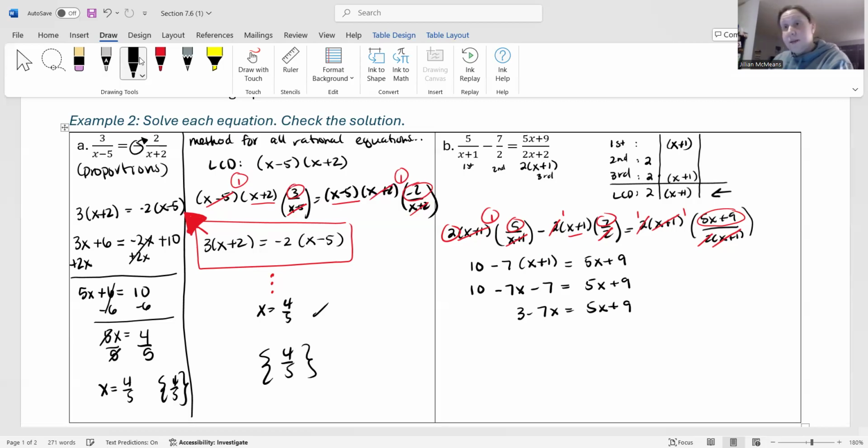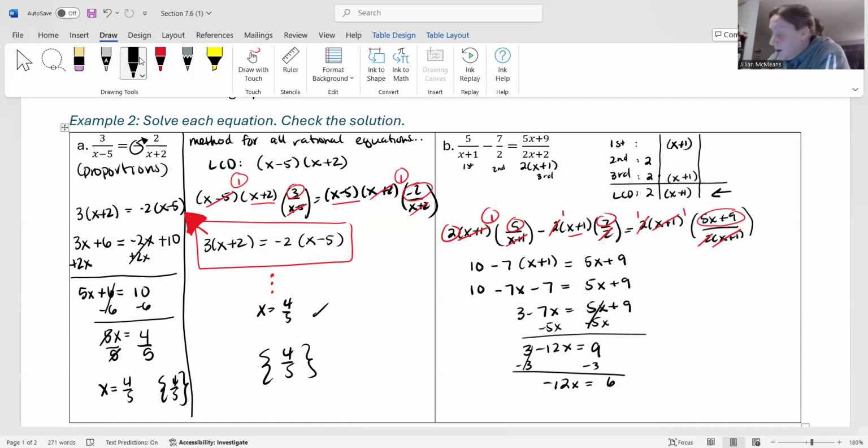I want to get all of my x's on the left, so that means I'm going to move my 5x to the left by subtracting it. So let's see, on the left, I get 3, and then negative 7x minus 5x is negative 12x. On the right, 5x minus 5x is 0. 0 plus 9 is 9. I want to get my negative 12x alone on the left. The issue is the plus 3, so I want to subtract 3 from both sides. So let's see, 3 minus 3 is 0. 0 minus 12x is negative 12x. And then 9 minus 3 is 6.